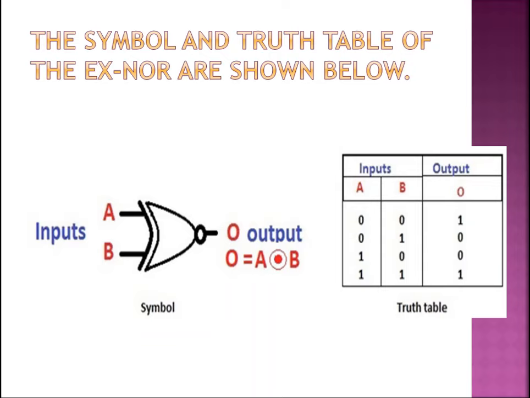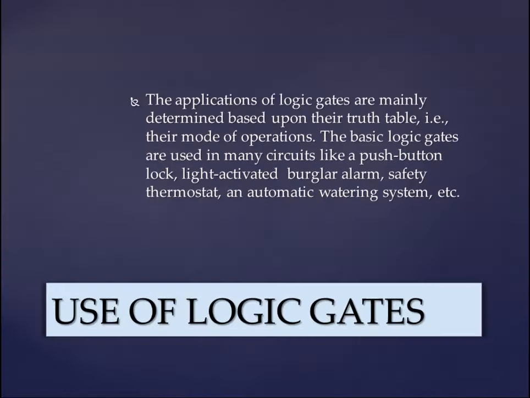But if both of the inputs have a source, it will give us 1 output. So basically this truth table tells us that if both the inputs are 0 or both are 1, then the output would be 1, or if one input is 0 and one input is 1, the output would be 0. Okay, here are some uses of the logic gates.